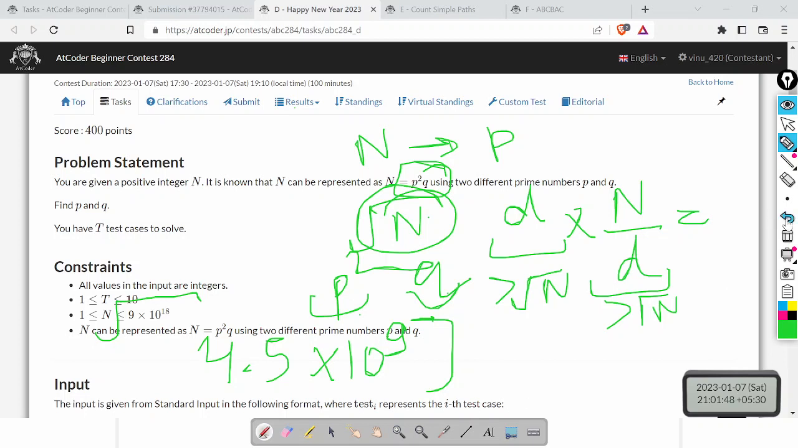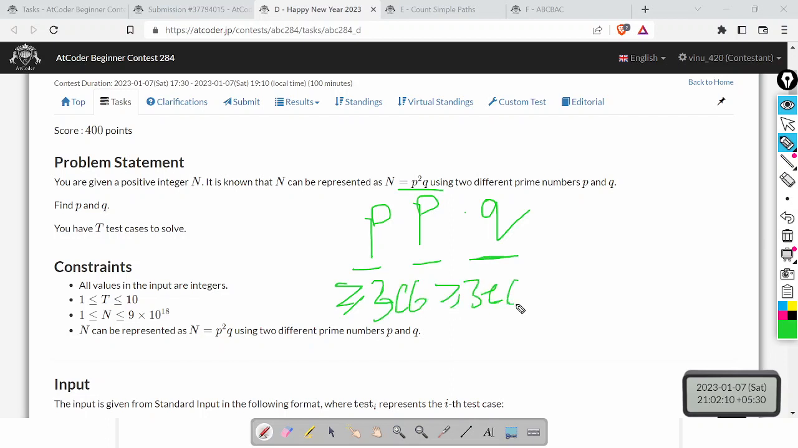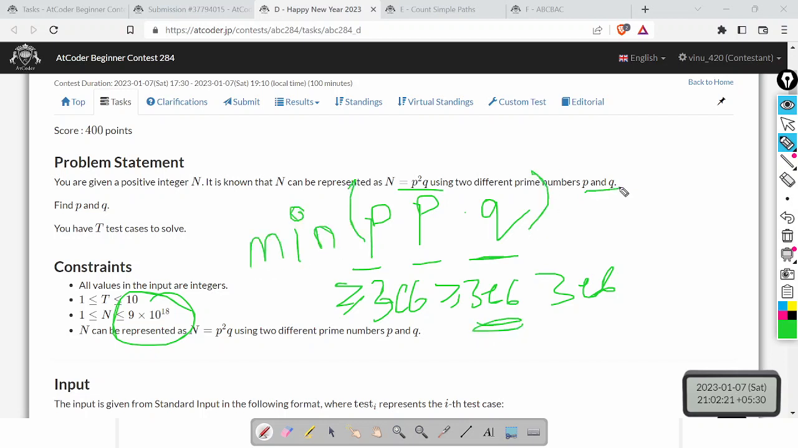Basically this p square q is kind of three prime factors, like p into p into q. What we can observe is that all of them cannot be greater than, let's say, 3e6. If all of them were greater than 3e6, the product would exceed 9e18. So at least one of them is less than or equal to 3e6, and we can easily iterate up to 3e6.